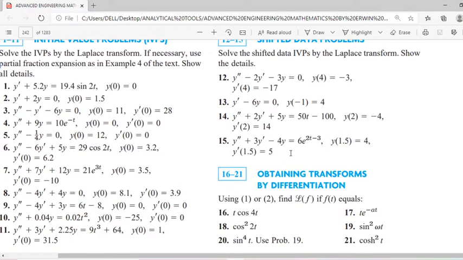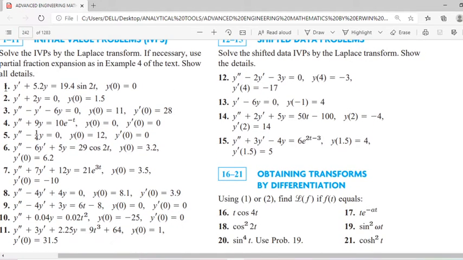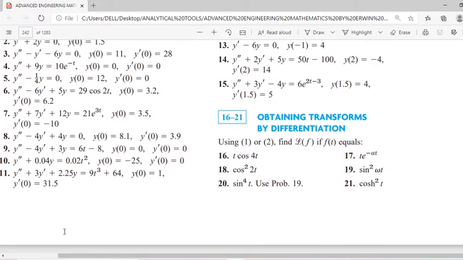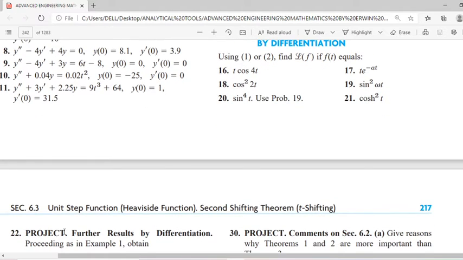So anyway, you have to do all these problems from the problem set 6.2. If you do all these problems, you will be practiced very much, and you can apply the Laplace transform method in your real life applications also. You may try to solve all these problems using the available technique and the available knowledge. And if you don't have much knowledge in trigonometric equations or in differential equations, you refer to this book itself.